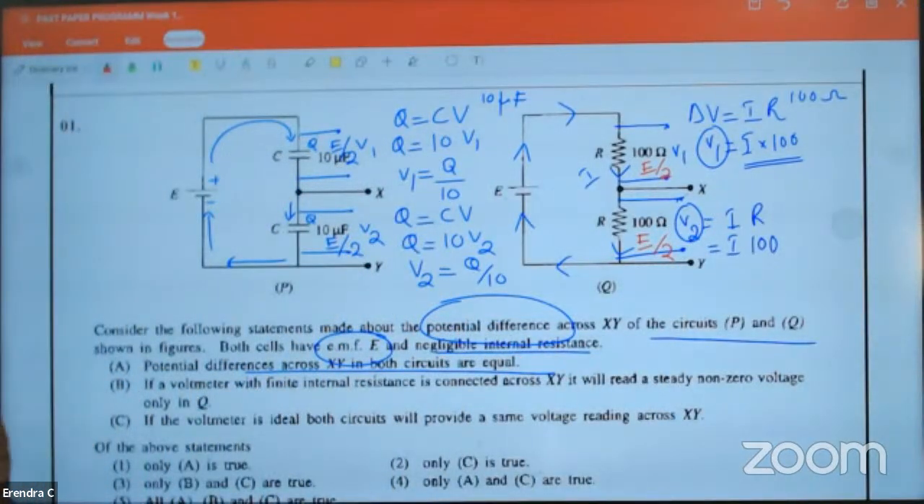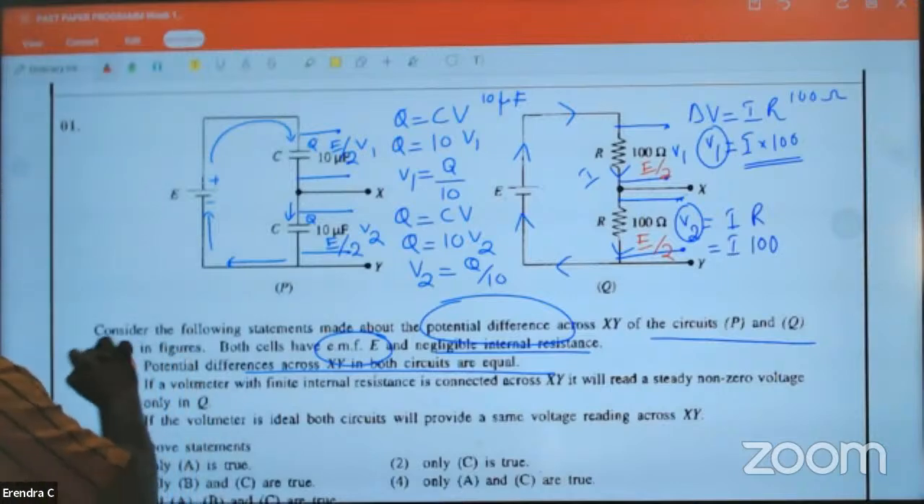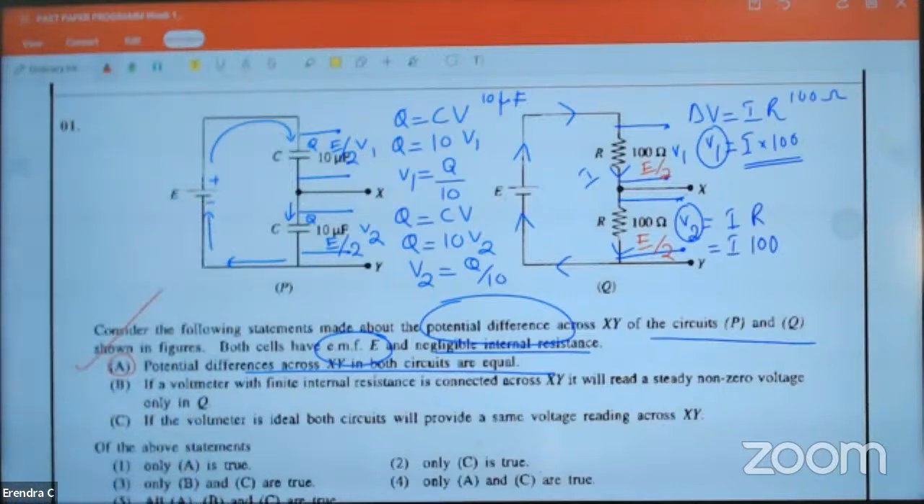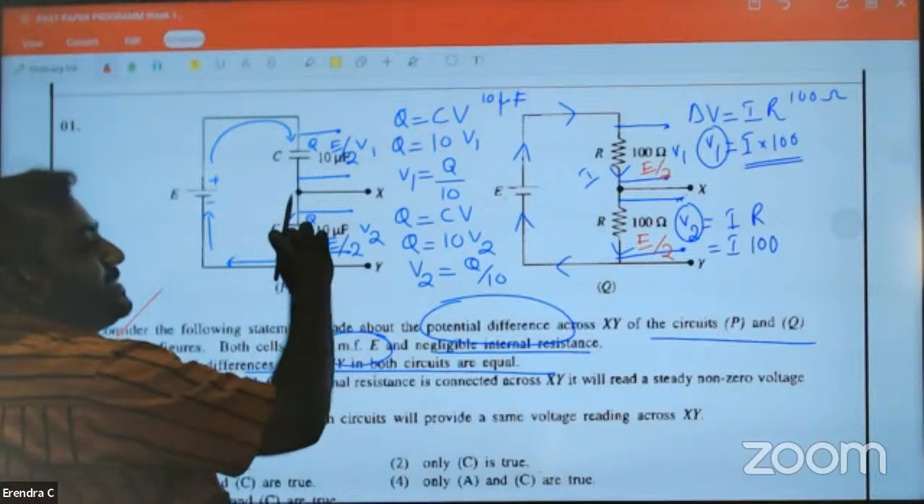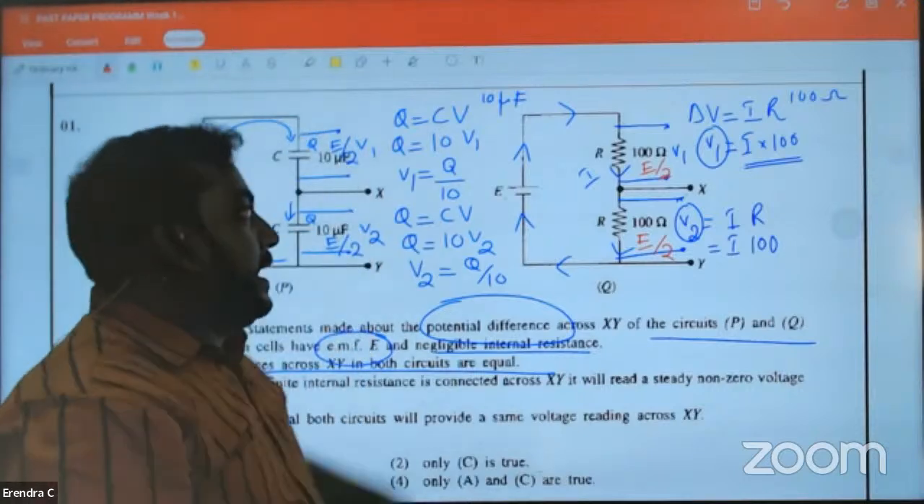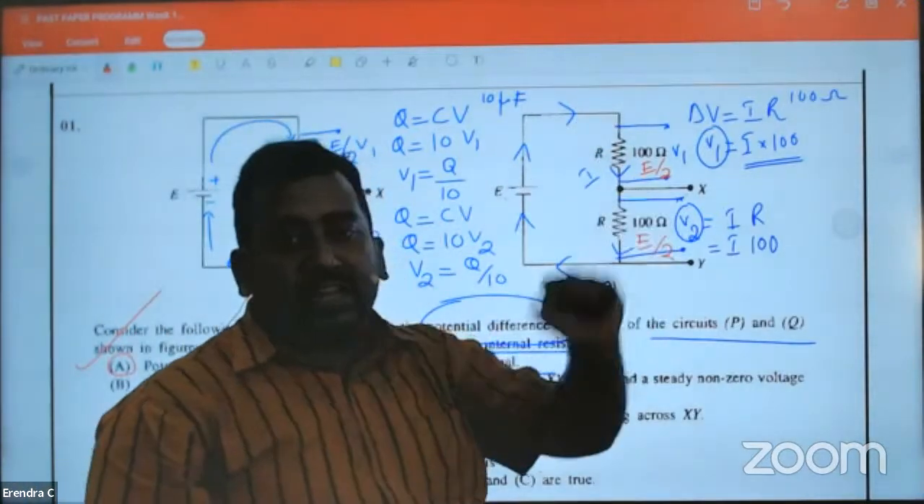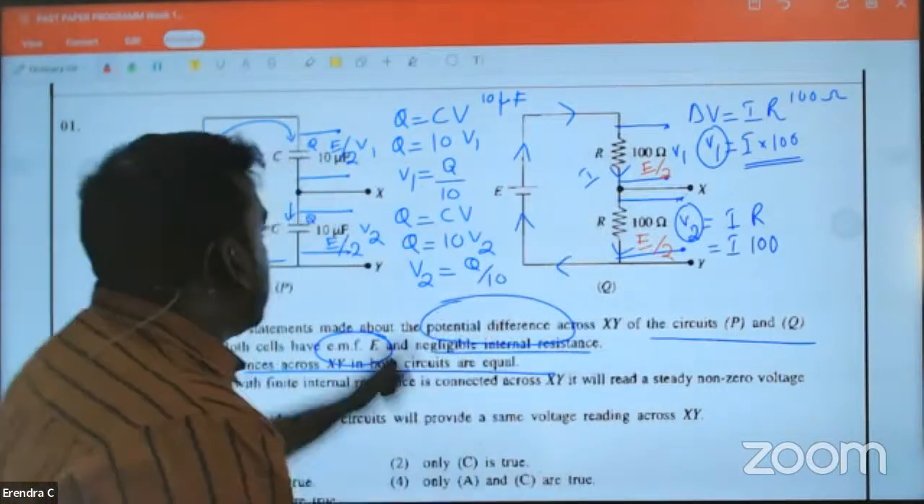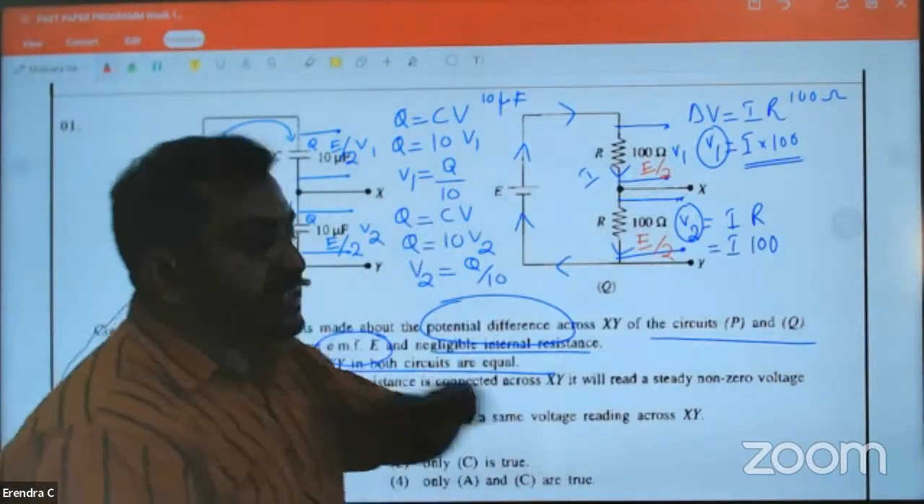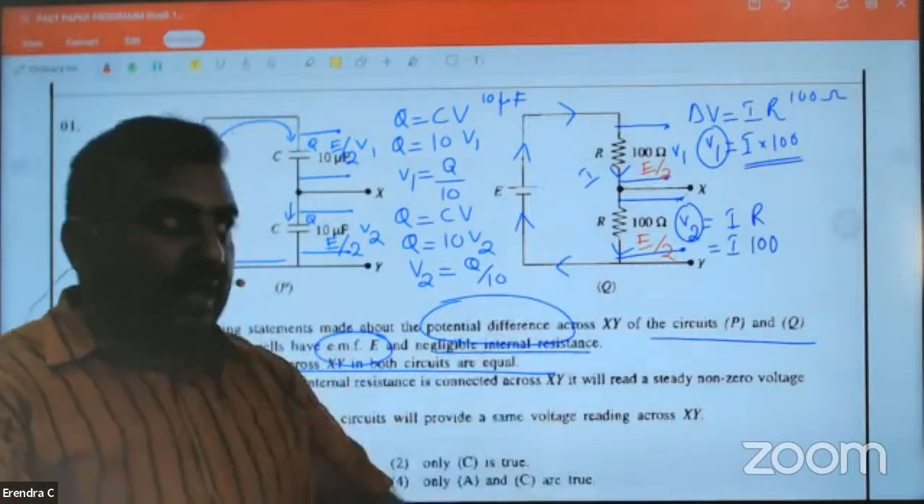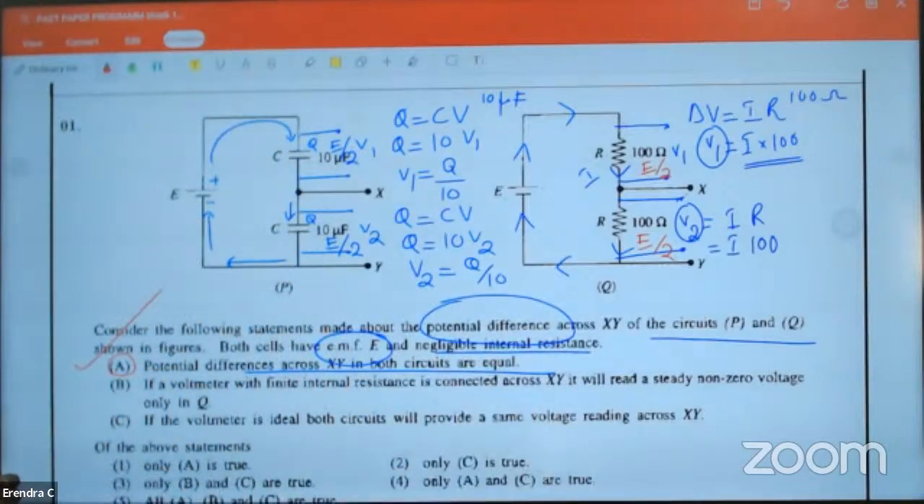So what can you say? Circuits are the same. Equal resistors, voltage will equally divide. Voltage here and voltage here, if the batteries are the same, will be the same. Clear now? Let's write below. One by one, let's go.